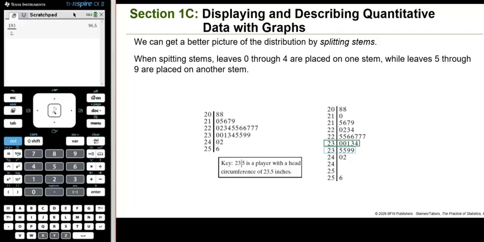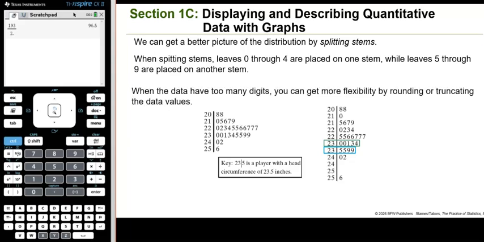So you see for 23.1, those are all the 0 through 4 endings or leaves there are the first one, and all the 5 through 9s are the second one.